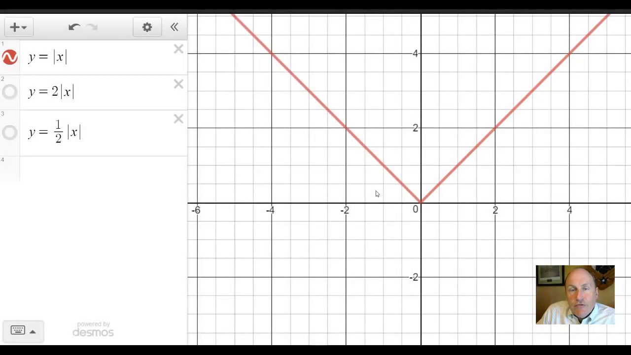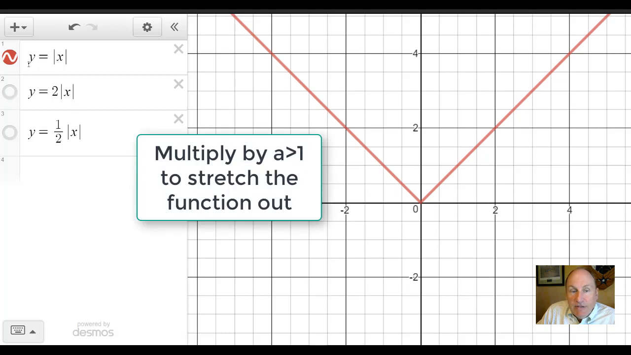The final type of transformation we'll look at is called a dilation. There are two forms of dilations. There are stretches and compressions. If we want to stretch a function so that it grows more rapidly, we're going to multiply the entire function by a number greater than 1. So for example, if I take the parent function y equals the absolute value of x, and I multiply it by 2, the new function is y equals 2 times the absolute value of x. When I graph it, you see this green function that grows twice as fast.